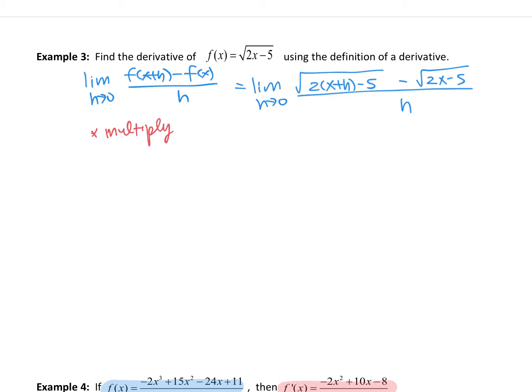Multiply by the conjugate to simplify. Because as of now, if you plug in 0 for h, I have 0 on the bottom. On the top, radical 2x minus 5 minus radical 2x minus 5 is 0, so you get the 0 over 0 case, which means you have to do more work. Here, I can multiply by the conjugate to simplify this. So I'll have you pause and finish the rest of example 3. If you did it correctly, you should get 1 over radical 2x minus 5.